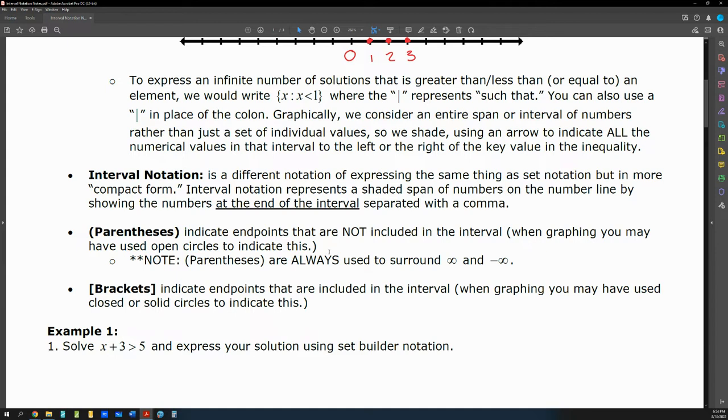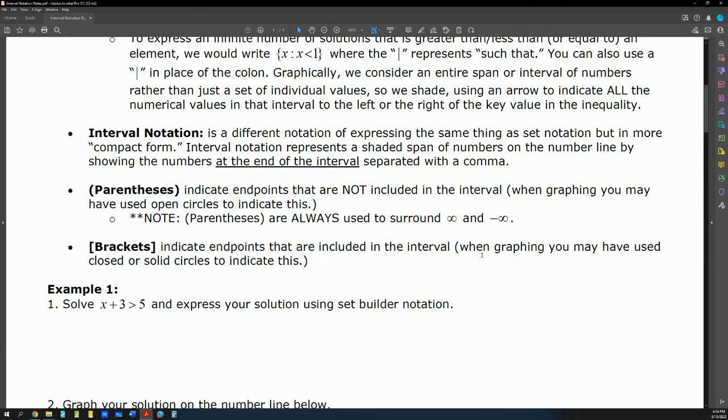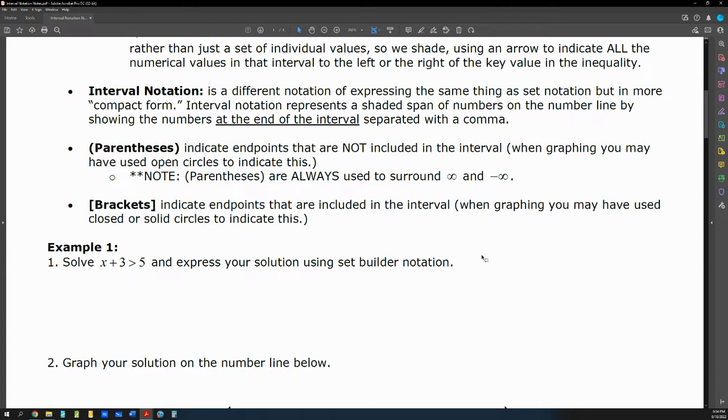Whenever we're talking about an infinite set, then we are talking about infinity. We always use parentheses to surround both positive and negative infinity. We use brackets when we want to describe endpoints that are included in the interval. So when we're graphing on a number line, this would be like our closed circles or our solid circles. So let's take a look at a few examples.